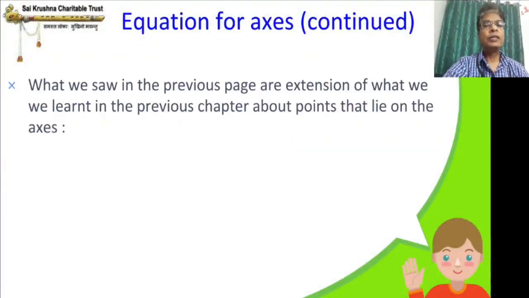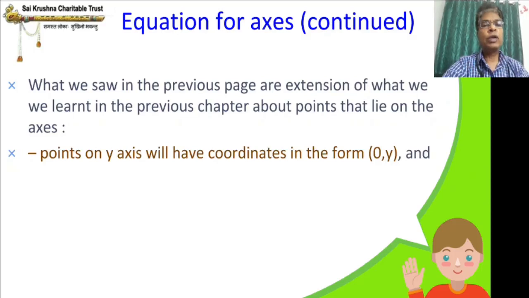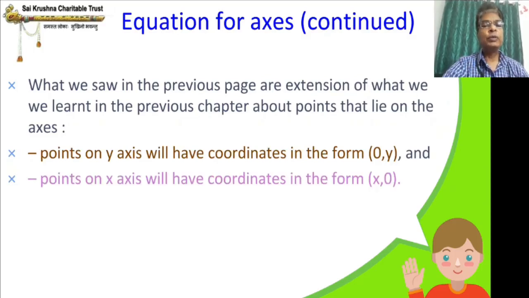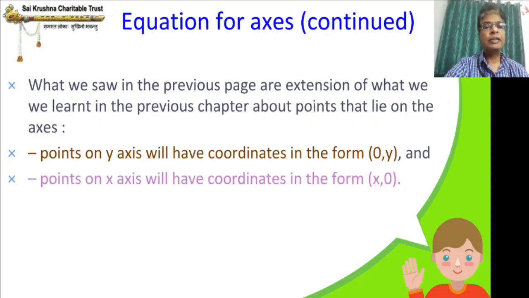What we saw in the previous page is an extension of what we learned in the previous chapter about points that lie on the axis. I'm just giving an example, a connection between coordinate geometry and this. You need not bother much about this. A point on the y-axis will have coordinates in the form 0 comma y. If you go to coordinate geometry, you will see that in one of the parts we discussed that points on the y-axis will have 0 comma y, and points on the x-axis will have x comma 0. That's what we saw in the previous page.